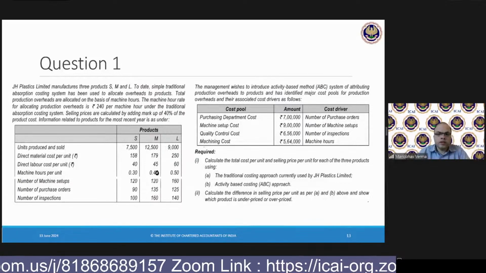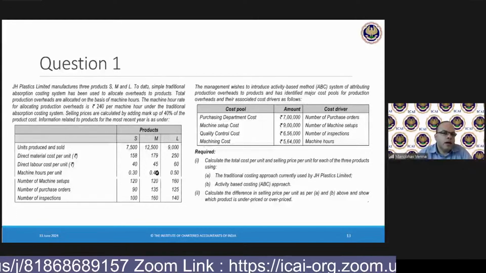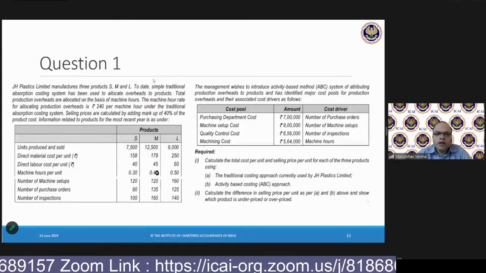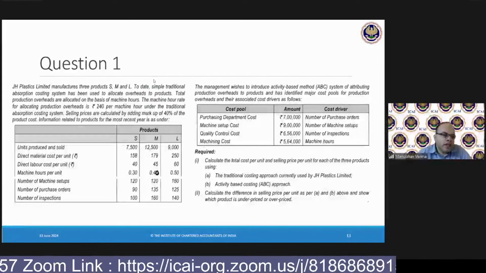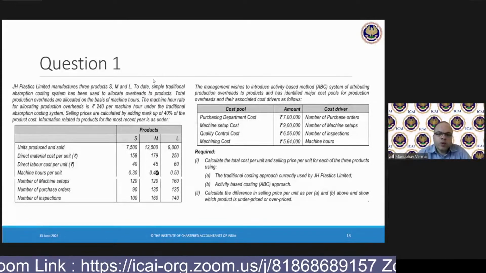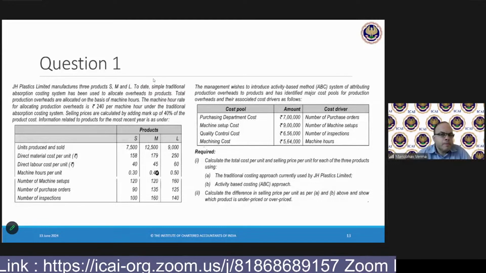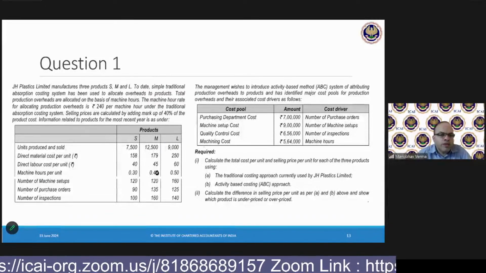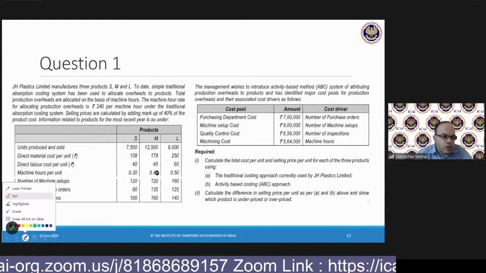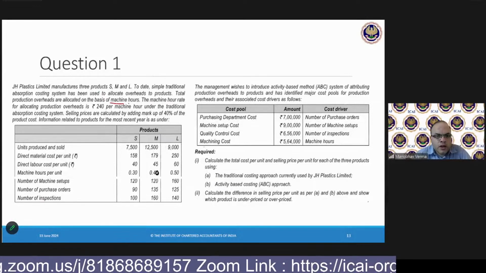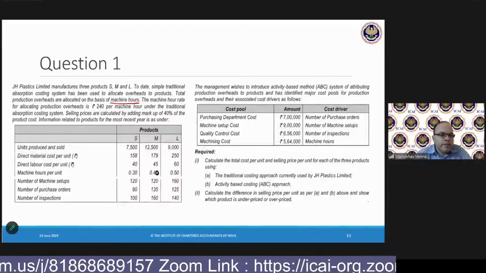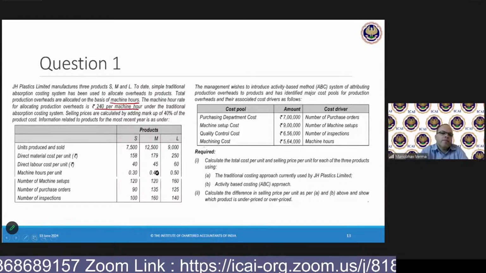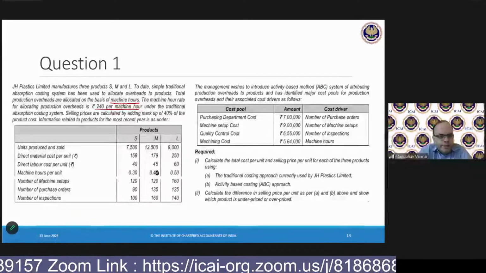Okay, so let's talk about this question on the screen then. We're looking at JH Plastics Limited, which manufactures products S, M, and L. To date, a simple traditional absorption costing system has been used to allocate the overheads to the products. The total production overheads are allocated on the basis of machine hours. So we are looking at the machine hours till now, and the machine hour rate has been given as 240 per machine hour under the traditional absorption costing system.